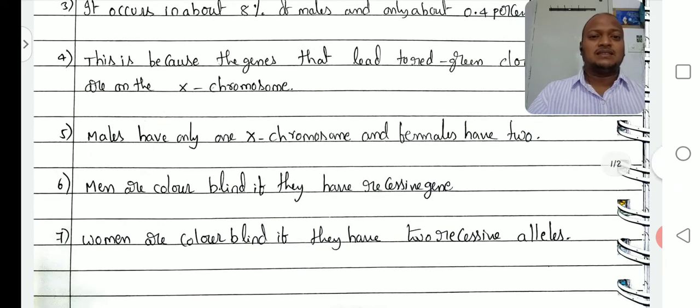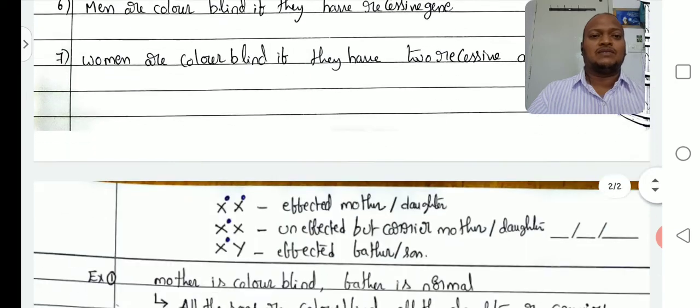But what about the females? Seventh point, women are colorblind only if they have two recessive alleles. Women have two X chromosomes. If only one X chromosome is defective and the other X chromosome is normal, are women affected or not? Two affected genes must be present on the two X chromosomes, then only women are affected. So in females there is a 0.4% chance, in males an 8% chance of color blindness. You understood or not? Okay, once again, I am revising here.